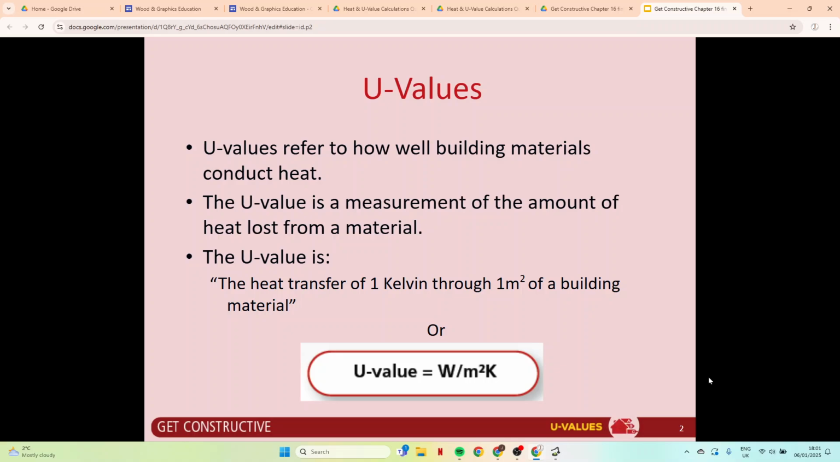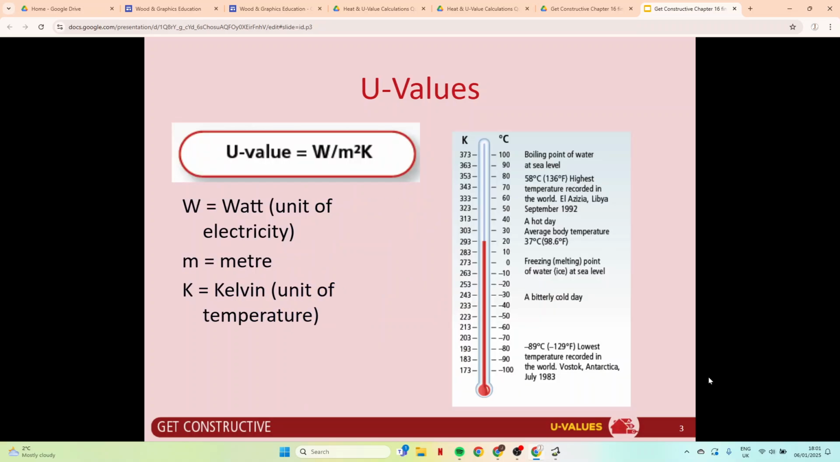A U value is a measurement of heat transfer of 1 Kelvin through 1 meter squared of a building. Okay, it's important it says meter squared because in the future we're going to have to convert from millimeters to meters. So hence it's really important that we look into exactly what we're doing. So let's have a little talk about it.